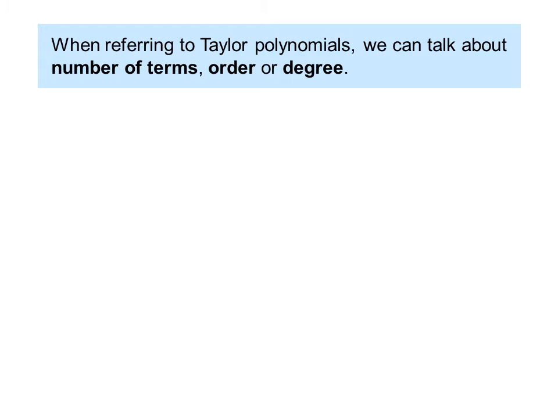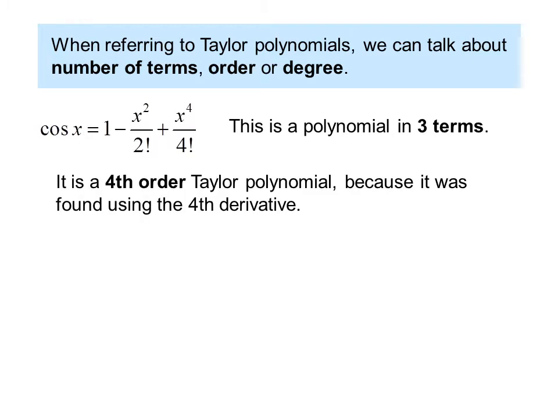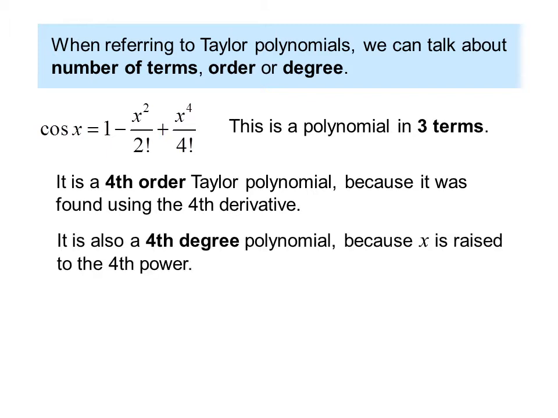When referring to Taylor polynomials, we can talk about number of terms, order, or degree. Here our example is cosine x equals 1 minus x squared over 2 factorial plus x to the 4th over 4 factorial. This is a polynomial in 3 terms. It is a 4th order Taylor polynomial because it was found using the 4th derivative. It is also a 4th degree polynomial because x is raised to the 4th power.